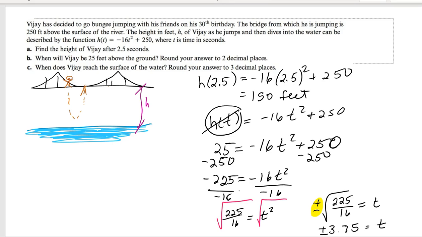Now, this is a word problem, so it has some application issues you have to talk about. So first of all, we know that time can never be negative. So we don't want to consider the negative 3.75. Instead, we'll just look at the positive 3.75. So it's going to be 3.75 seconds. And we always want to remember to put our units on these kind of word problems so we know what we're talking about.